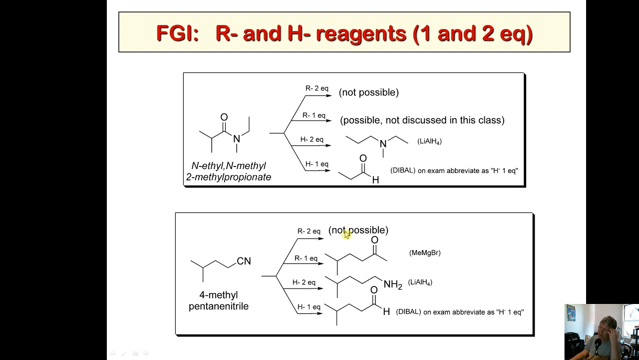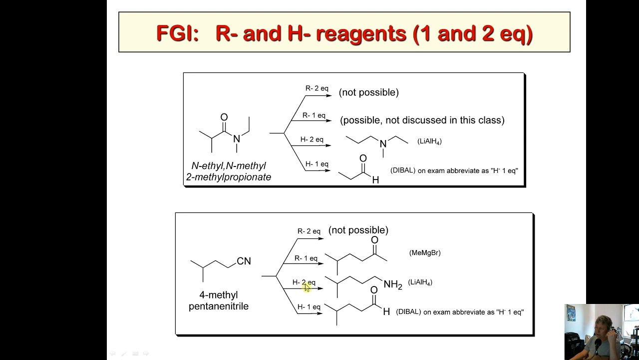Then we have nitriles. Nitriles are a similar sort of derivative. We never learned about R minus 2 equivalents; I don't think it's possible. We did learn about R minus 1 equivalent, though. Grignards attack nitriles, and you get a temporary imine intermediate, and then you hydrolyze that, and you get a ketone. Okay.